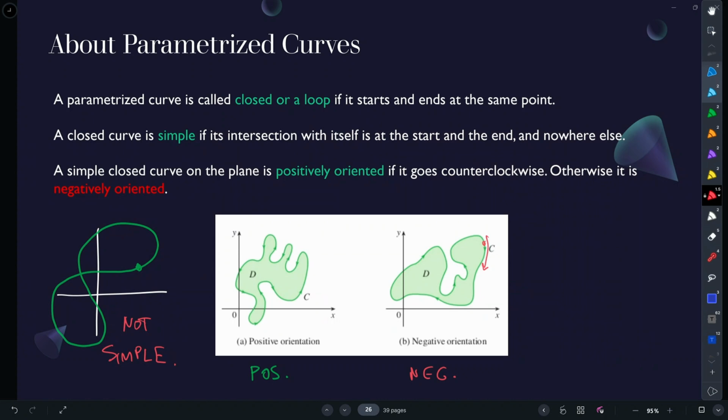Okay? The orientation matters for the sign of integrals, as you have already seen: the integral from a to b of f of x is minus the integral from b to a of f of x. So it's a matter of signs.